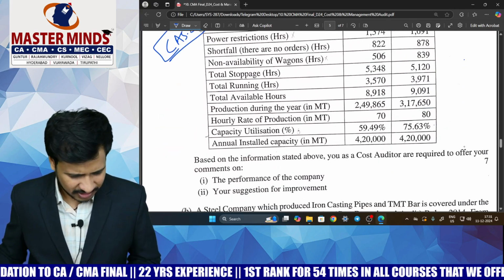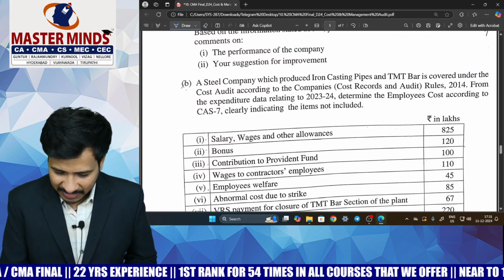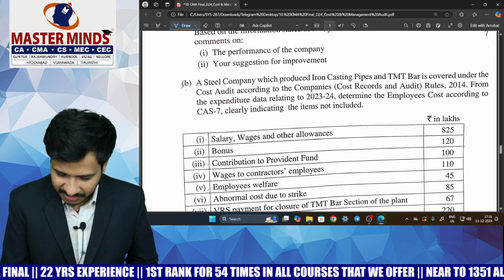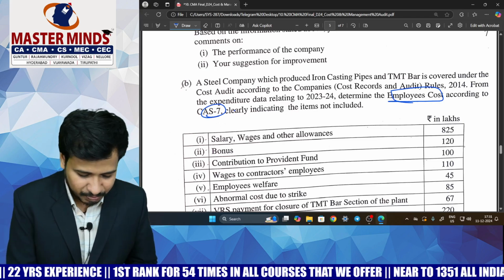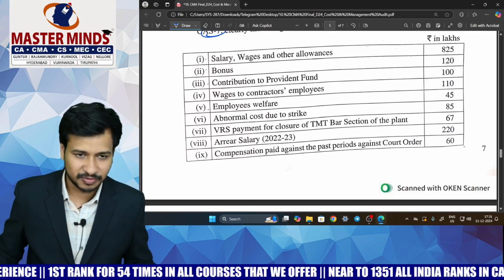Yeah, it's okay. A steel company casting pipes, covered under cost audit, committee determines the employee cost. Super simple. CAS number 7. The same question is covered from the institute material also.